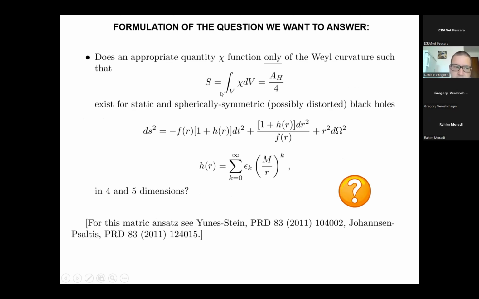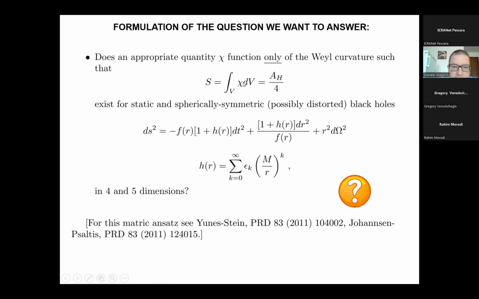So let me now formulate in a sharp and precise manner the question we wanted to answer in our paper. We wanted to find an appropriate quantity chi, which is a function only of the Weyl curvature, and such that its integral in the interior region of a black hole provides the area. And we want this quantity to exist for all static and spherically symmetric, possibly distorted black holes in 4 and 5 dimensions. This is a spacetime metric that you can see. It depends on the function f of r, so we can have Schwarzschild, Reissner-Nordström, and other possible solutions. It also depends on this function h, which takes into account some possible distortions or some possible errors in the black hole solutions. These metric concepts have been adopted recently, indeed, for constraining possible errors from gravitational wave datasets. So let me explain again where our requirements come from.